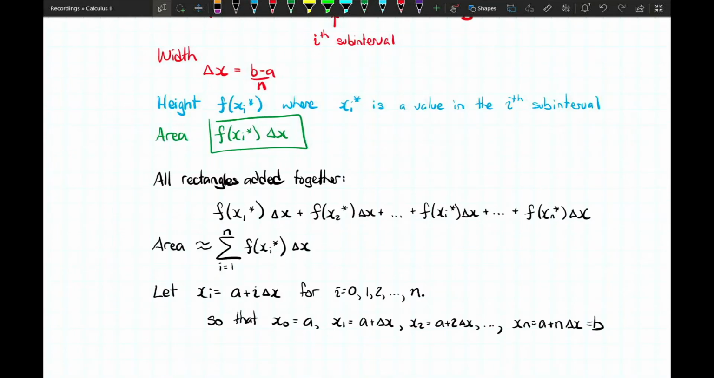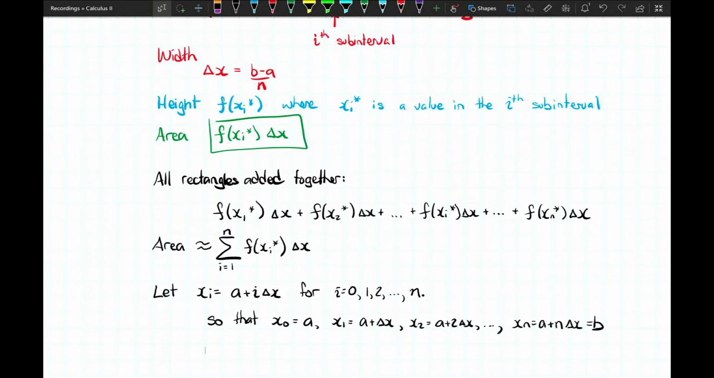So, a quick couple formulas for left, right, and midpoints. Let's define the breakpoints of each of the intervals. So let's say xi is a plus i times delta x for i equals 0, 1, 2, 3, all the way up to n. If you have this quick formula, that means that x0 is simply a. That's the farthest left of the entire interval. x1 is a plus delta x, which is exactly the right-hand side of the first subinterval, and it's the left-hand side of the second subinterval.